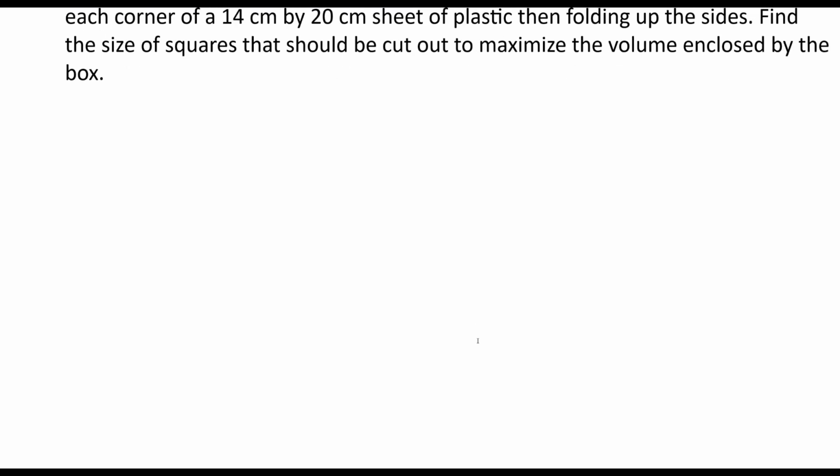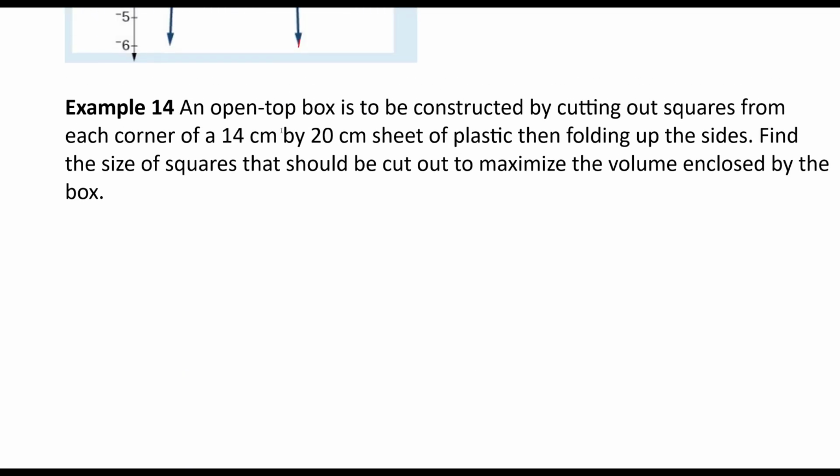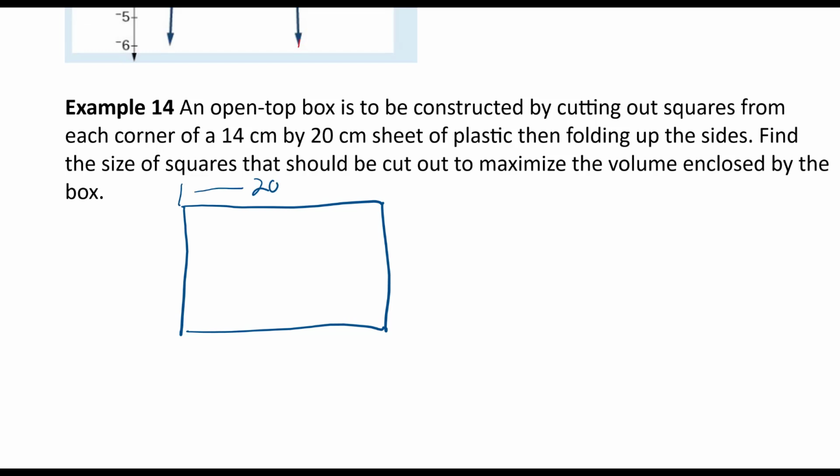So let's look at this last example. Oh, it's a word problem. How fun. An open top box is to be constructed by cutting out squares from each corner of a 14 centimeter by 20 centimeter sheet of plastic and then folding up the sides. So imagine here is our sheet, and this is 20 and this is 14.